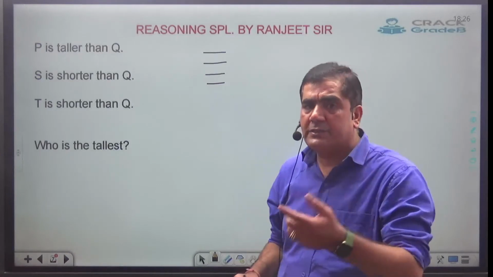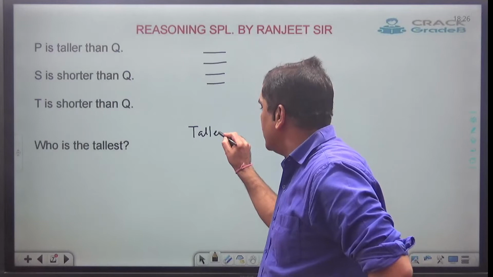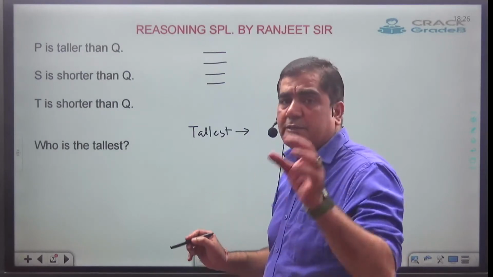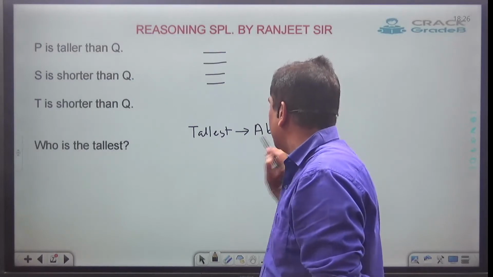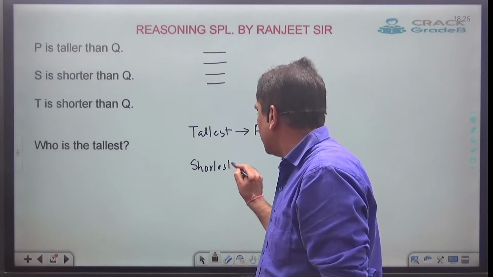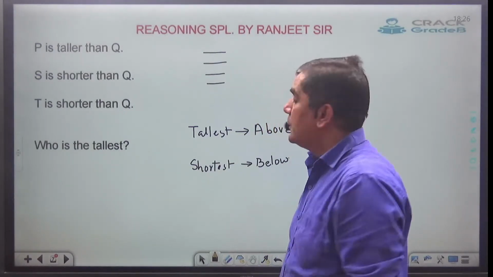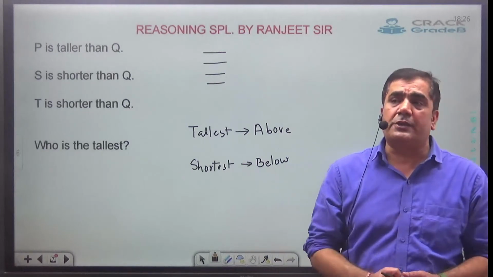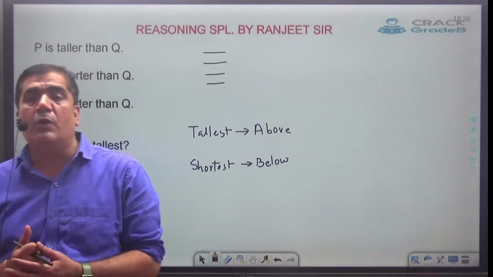Now, how can we change that? Simply remember this. Whenever they use the word tallest, don't read the word tallest as tallest, read this as above. And whenever they give shortest, shortest means below. Don't read tallest as tallest, read it as above. And if they give the word shortest, read it as below.